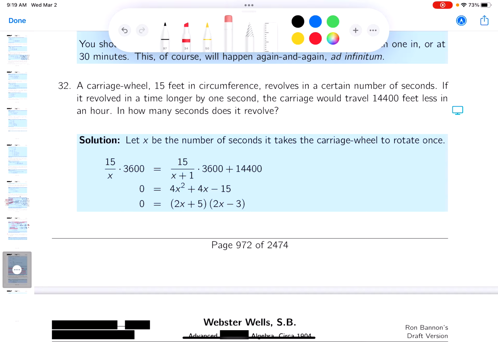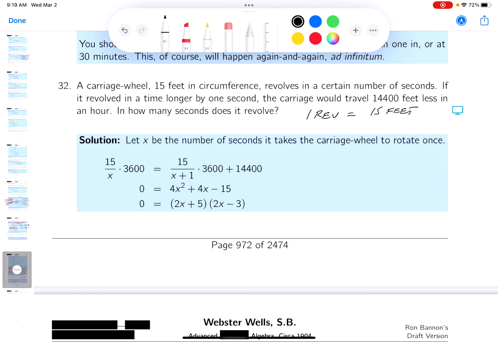Okay, so let's take a look at it. A carriage wheel, 15 feet in circumference. So one revolution of the wheel, let me write this down, one rev. That means when it does a revolution, it's equivalent to 15 feet in distance. All right? So every one revolution of a wheel, the carriage would go 15 feet forward.